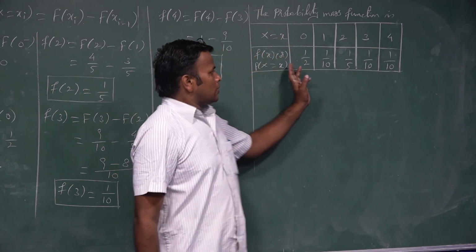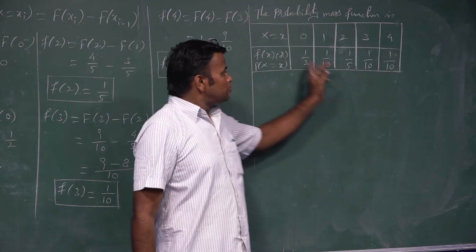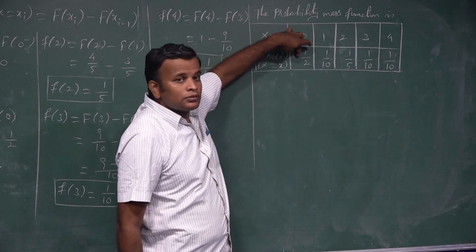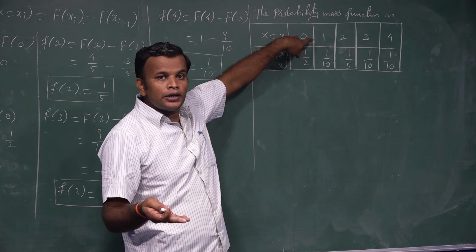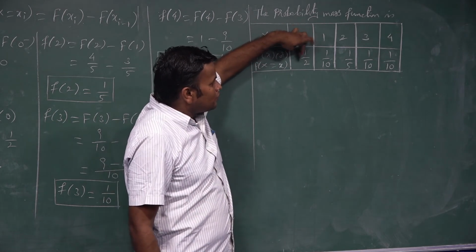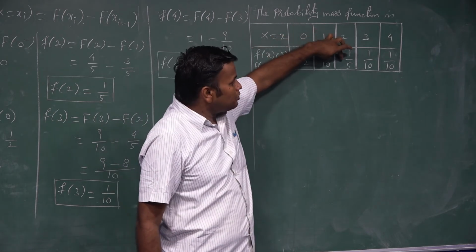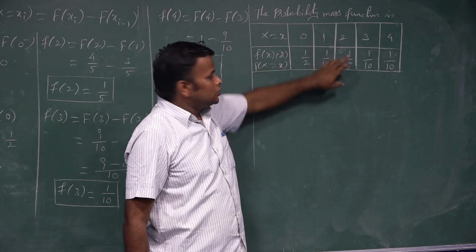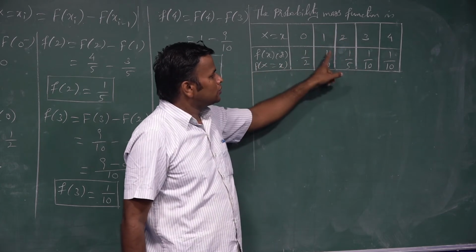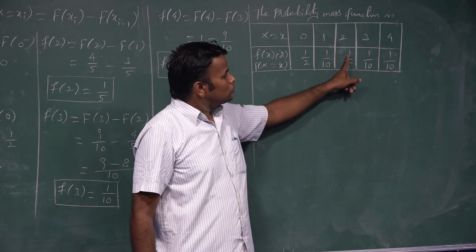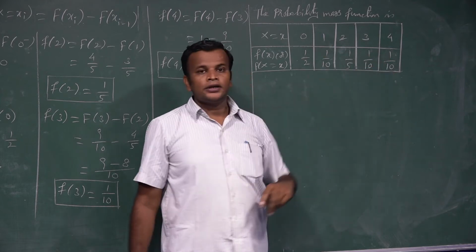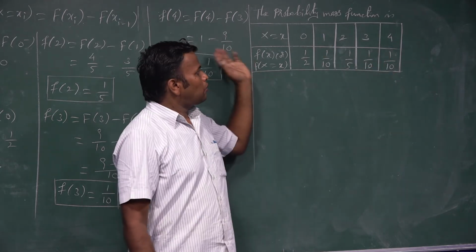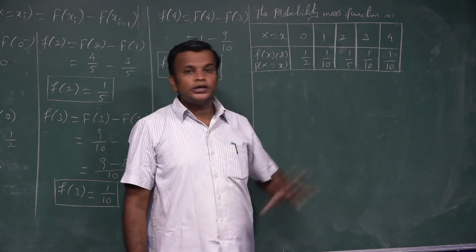In the sum, some simplification is possible. We take the LCM as 10. Multiply both the numerator and denominator by 5, that value is 5 by 10. We multiply by 2, 2 by 10. So the whole divided by 10: 5, 6, 8, 9, 10. So 10 by 10, so our answer is correct. So the probability mass function is completed.